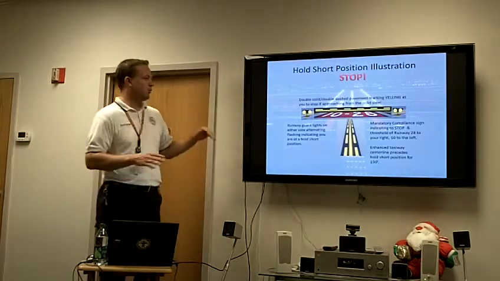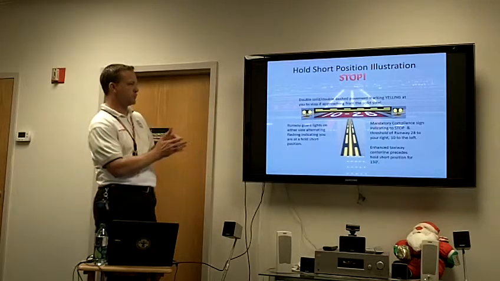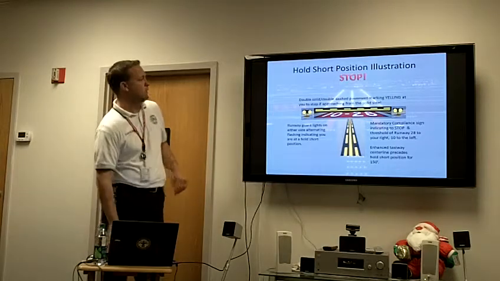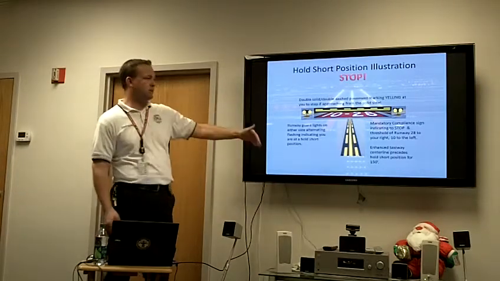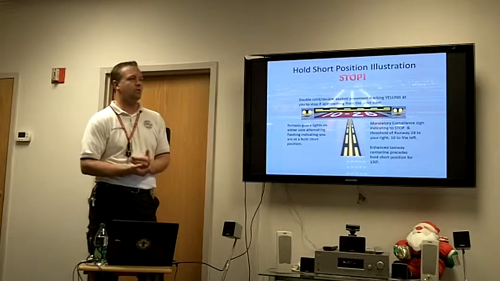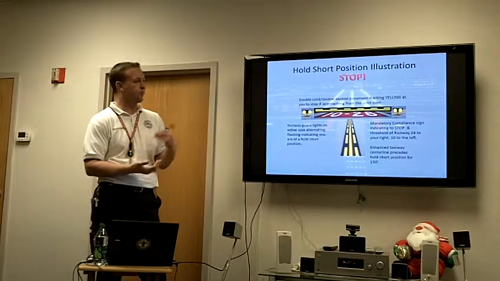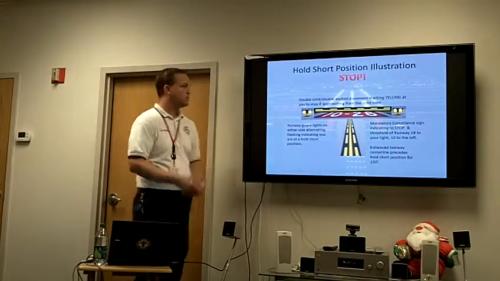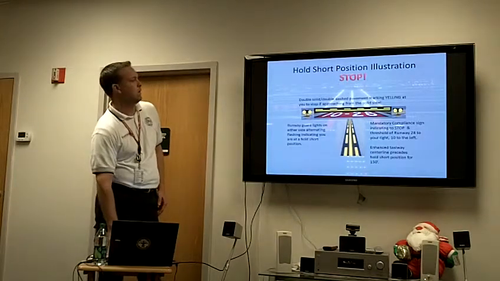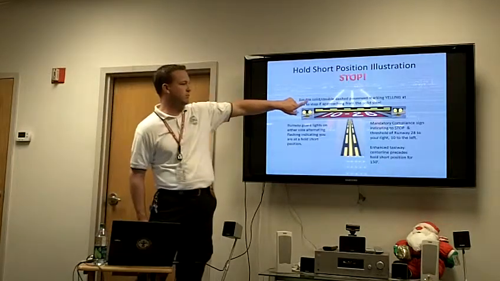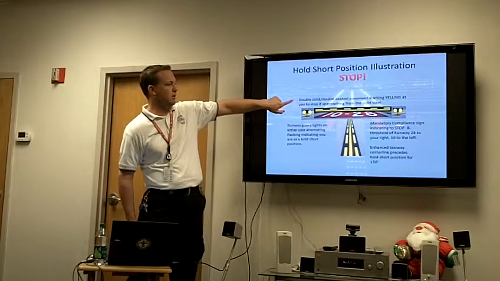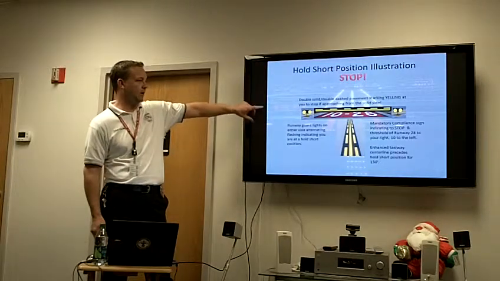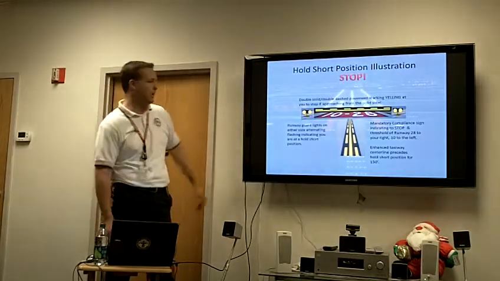Alright, so a little bit more on what we've covered slides prior. Hold short position illustration is a very good diagram here. Stop. What this screen is saying is you have to stop and get that clearance from ATCT before you move onto taxiways, especially, and then onto runways. Double solid, double dashed pavement markings, as discussed earlier. Essentially, the markings yell at you to stop if approaching from the solid side.